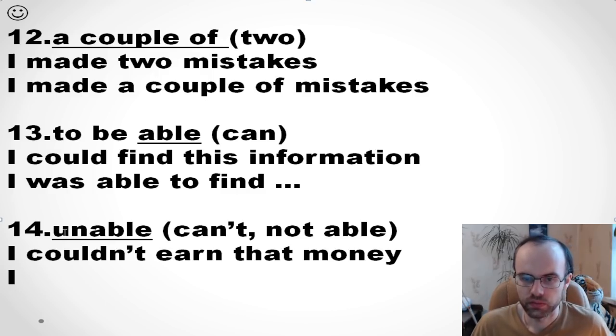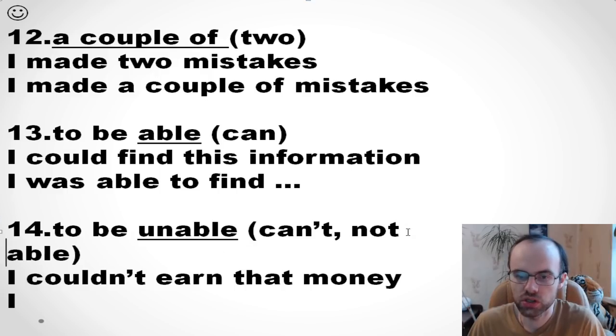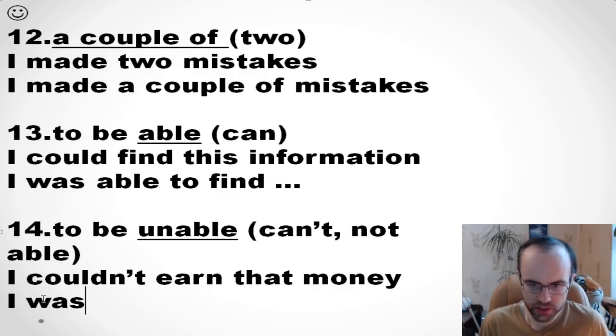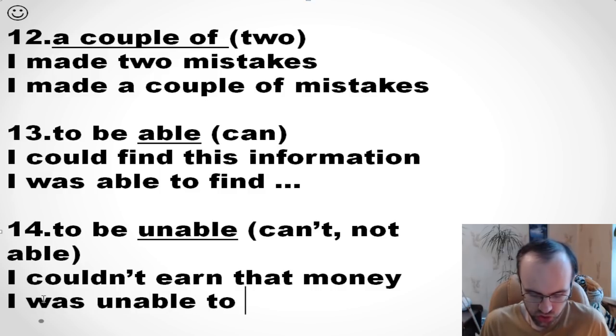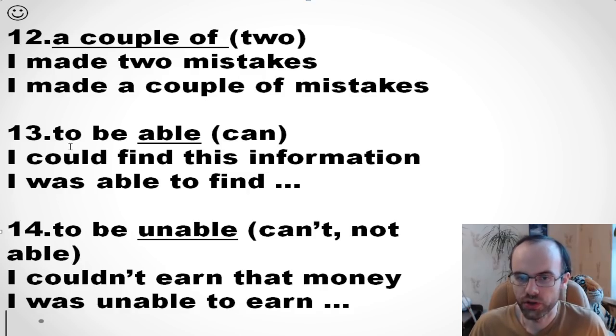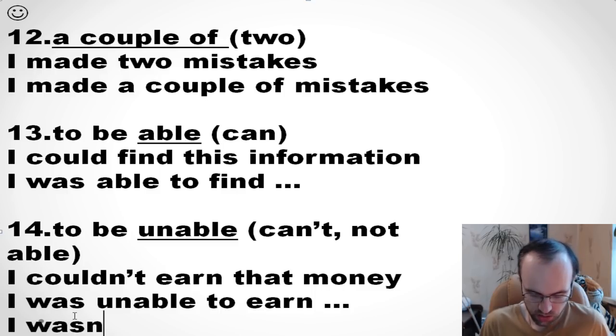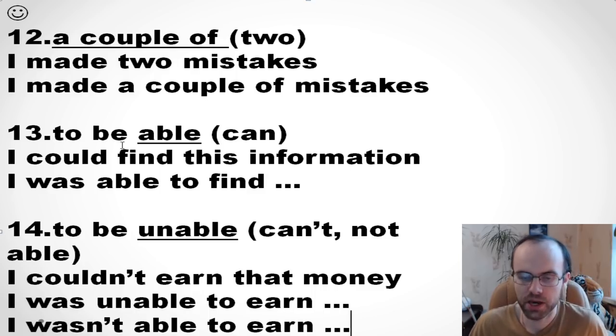So we also say to be unable. So you need to use the correct form of the verb to be. So was a word for the past tense. So I was unable to earn that money. Or you can say it with able. How will you say it? I wasn't able to earn that money.